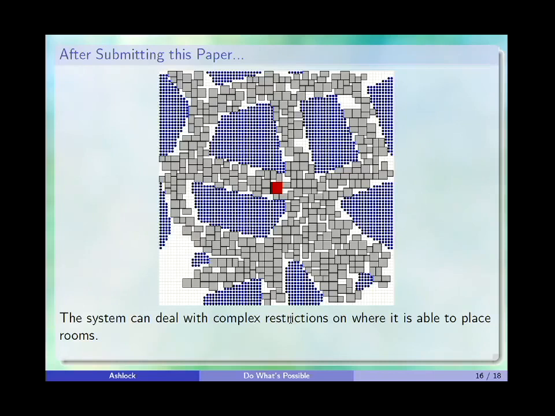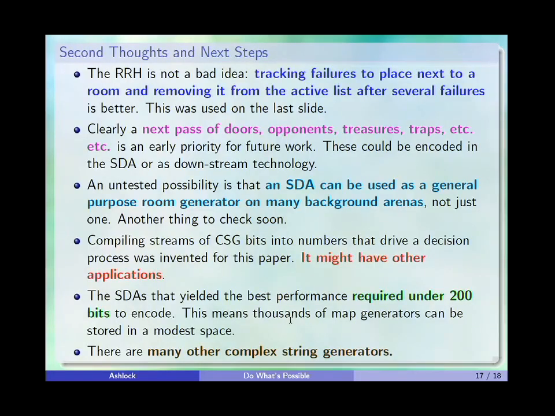Now, one thing we haven't tested, but let's not do the future work before getting to the future work. Okay, the recent room hack isn't a bad idea, but tracking failures to place next to a room and removing it from the active list after several failures is better. If a room can't place a room next to it, probably it really can't, and so you delete it from the active list.